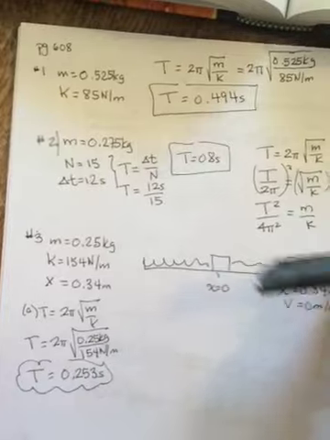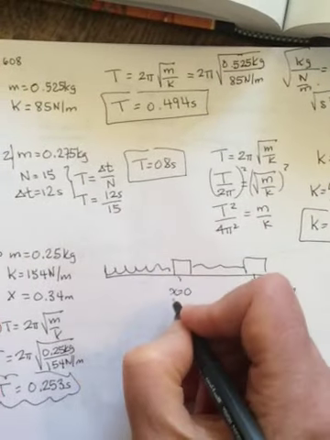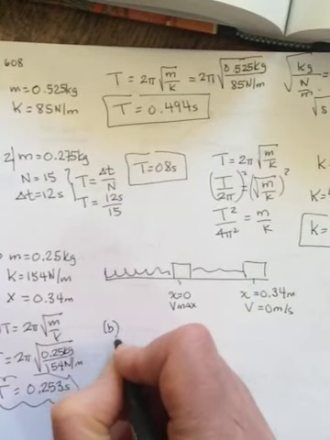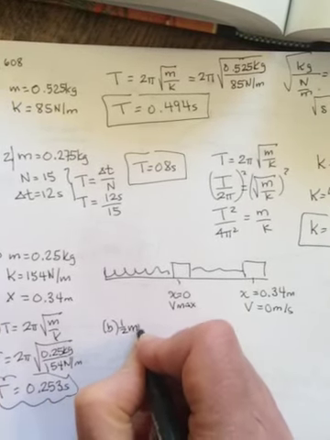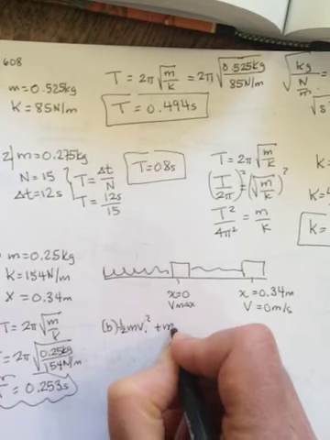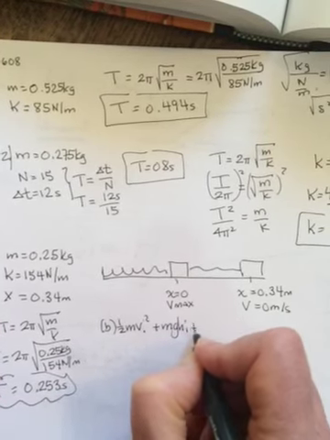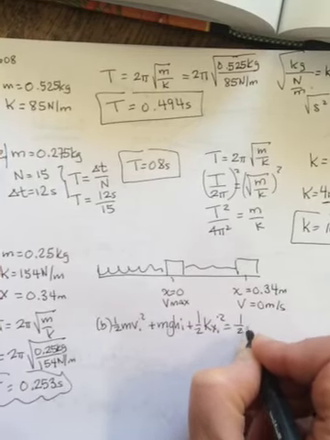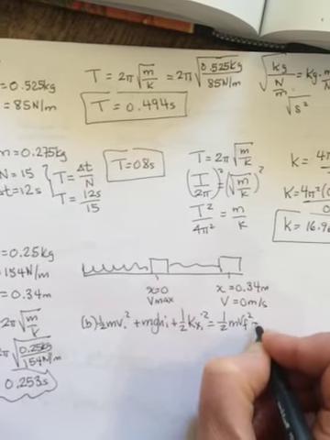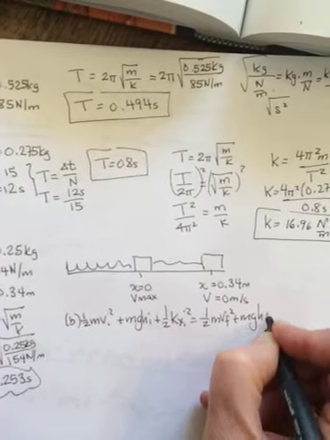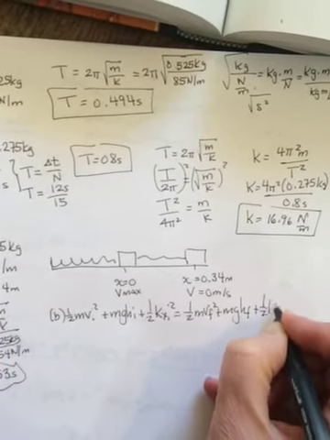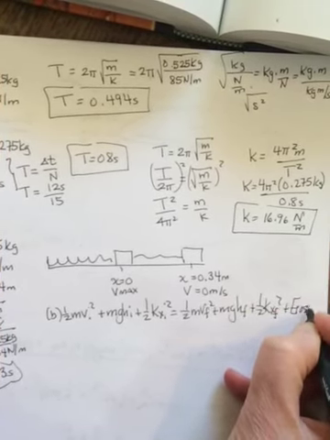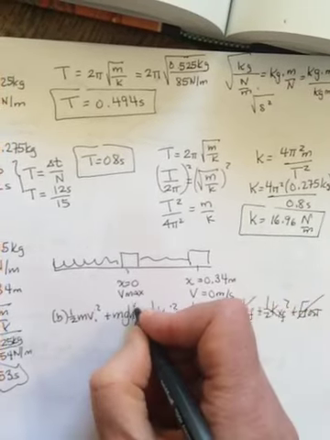Part B says, what is the maximum speed? So we're back to here and we're looking for v max. So you're going to use your energy equation: 1/2 m v initial squared plus m g h initial plus 1/2 k x initial squared is equal to 1/2 m v final squared plus m g h final plus 1/2 k x final squared plus E lost. And so we already said no E lost and no mgh's.